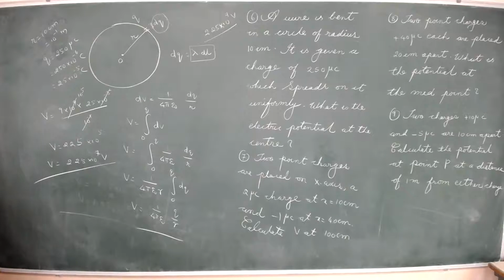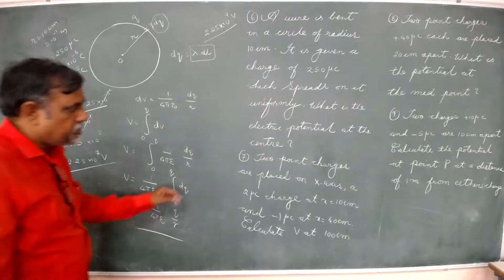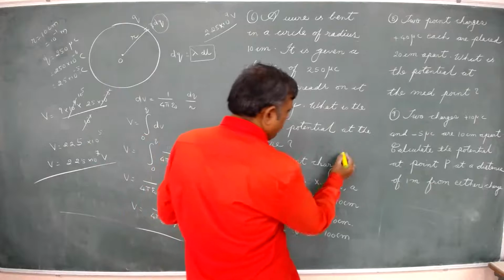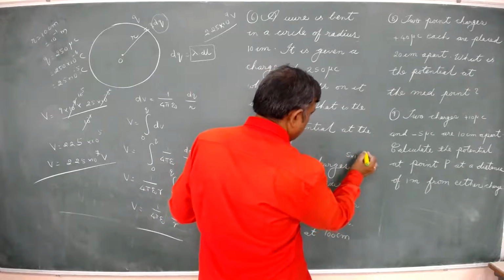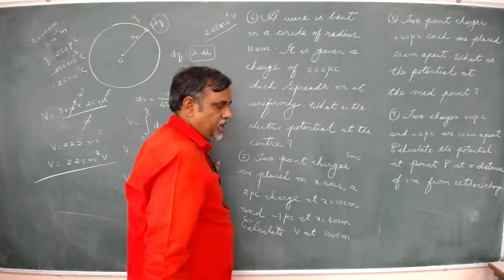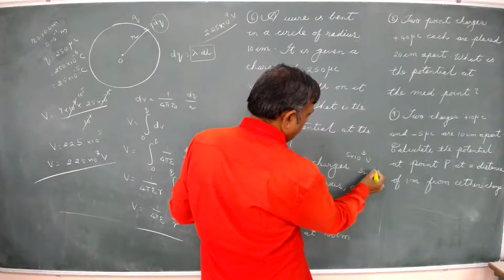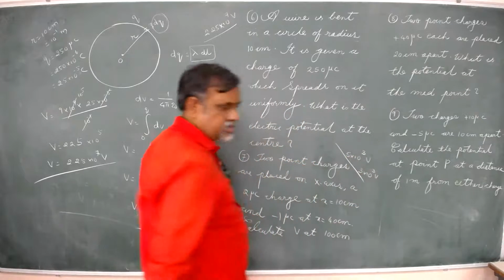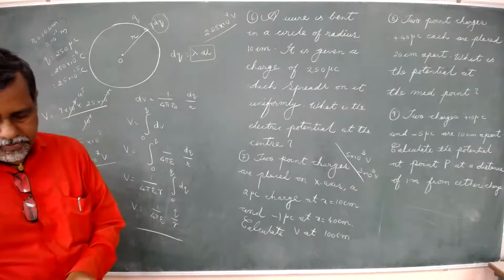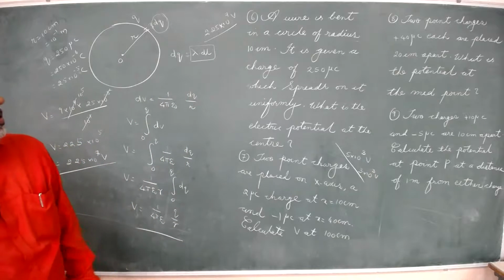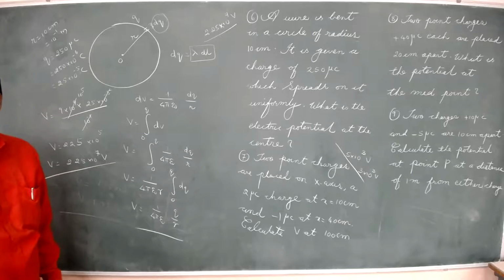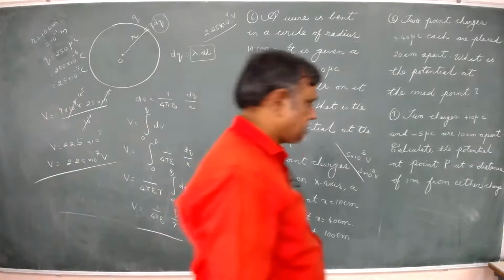So what is the answer of the seventh one? 5 into 10 power 3. 3 into 10 power 3 or 5 into 10 power 3? Both are answers, 3 into 10 power 3. So there are two answers. Okay, so let me discuss.